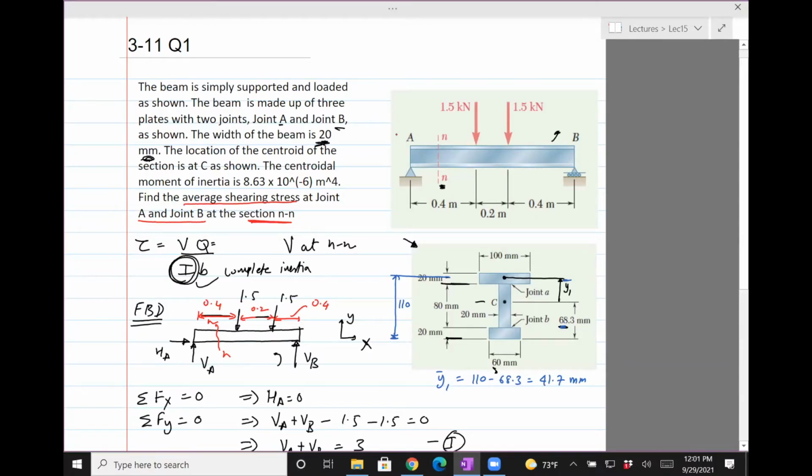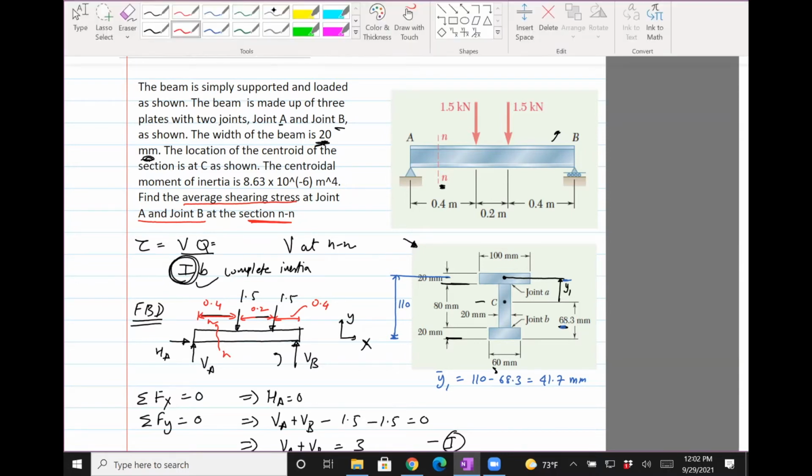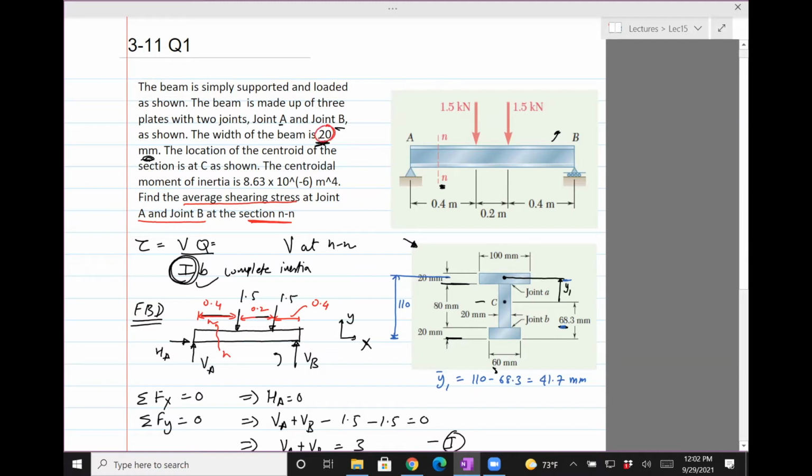The second problem, there was a question about this problem, and the question is to do with this width, 20 mm. The question is, what is the shear stress at joint A and B? A is here, B is here. When we solve this, there's this formula which gives the shear stress: V is the shear force, Q is the first moment, I is the second moment, and b is the width. The question says use 20 mm, but where's this 20 mm coming from? It's basically this.